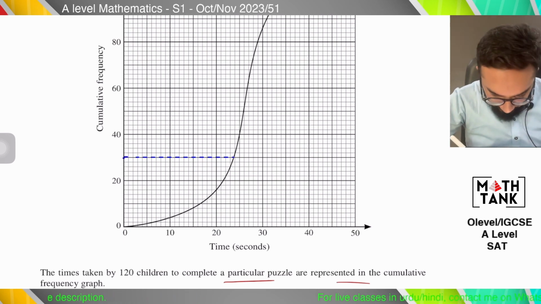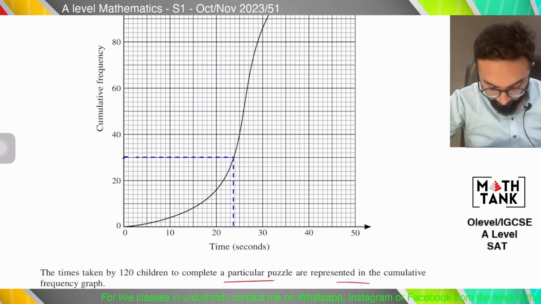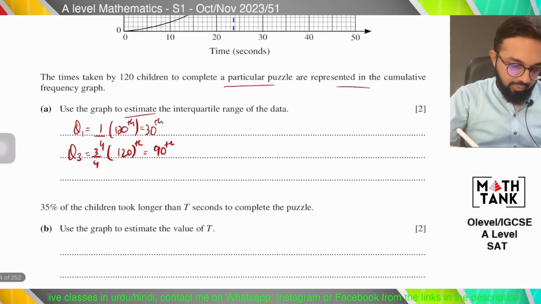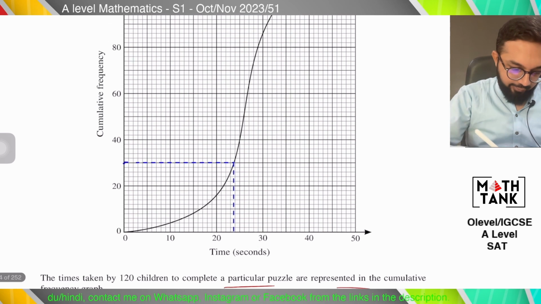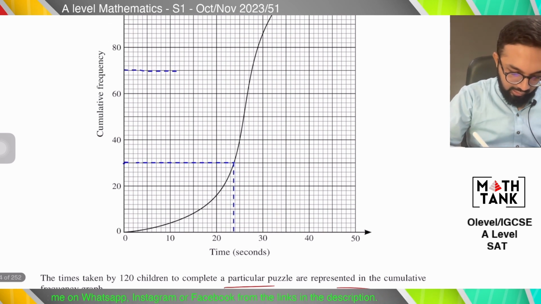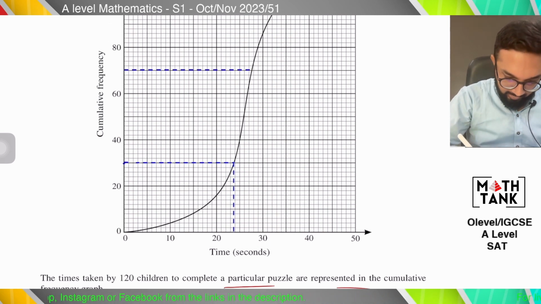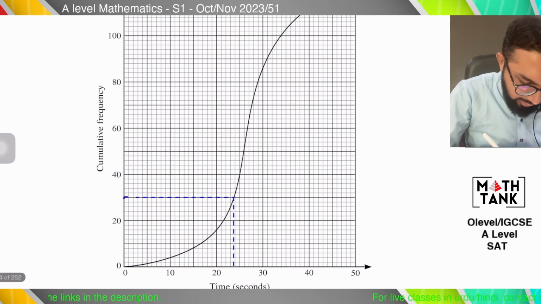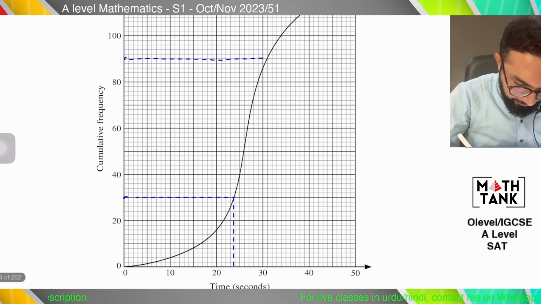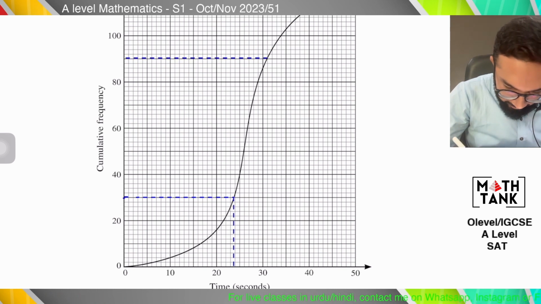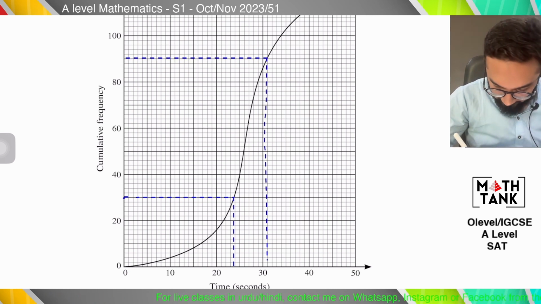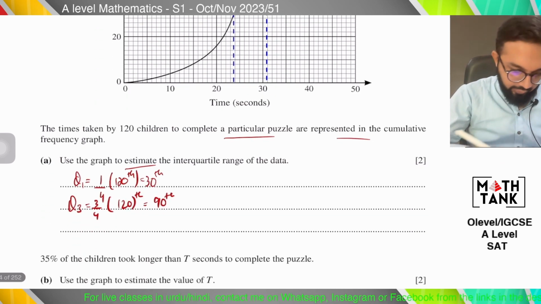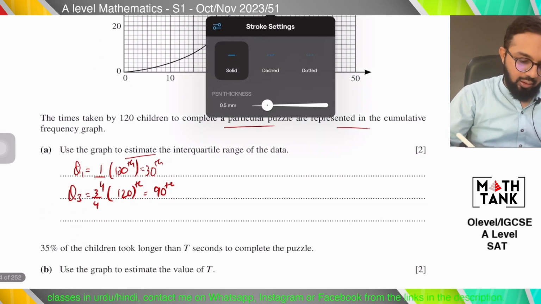So reading this was somewhere between 23 and 24. So I'm going to say it's somewhere between 23 and 24. I can figure that out in a bit. And this one falls, 90th. 90th is here. This one falls exactly on 31. So that's 31, that's done.